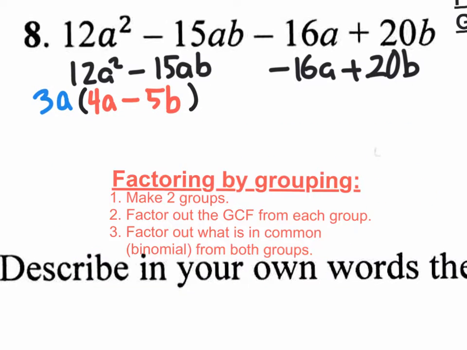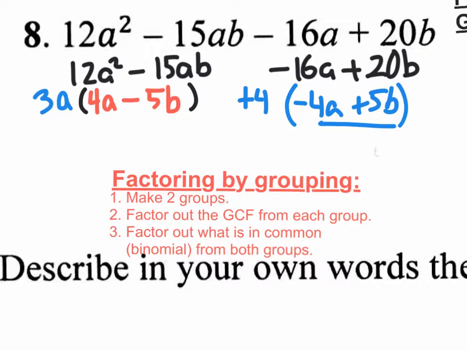Whoa. The second group, what could you pull out? A 4. Now, check this out. Check this out, guys. This is very important. When we pull out, if you're saying to pull out a positive 4, what would be left on the inside? A negative 4a and a positive 5b. Now notice that this binomial is not identical to this binomial. As a matter of fact, they're complete opposites. So what's my remedy? I need these guys to have their sign changed.